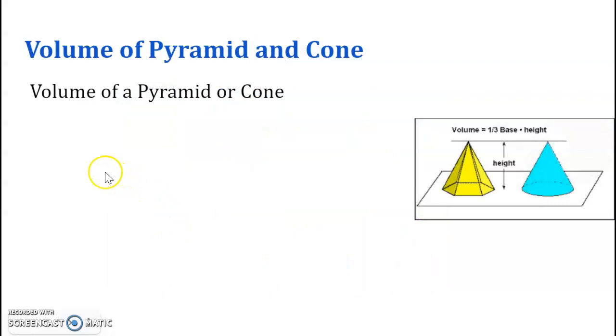So when the height is the same, the height is the perpendicular distance from the base to the tip of either the pyramid or the cone, okay, the apex, the volume is going to be a third of base times height. Okay, remember, base times height is the volume of the prism, right? Or volume of the cylinder in this case. So when you multiply that by a third, you actually get the volume of the pyramid or the cone.